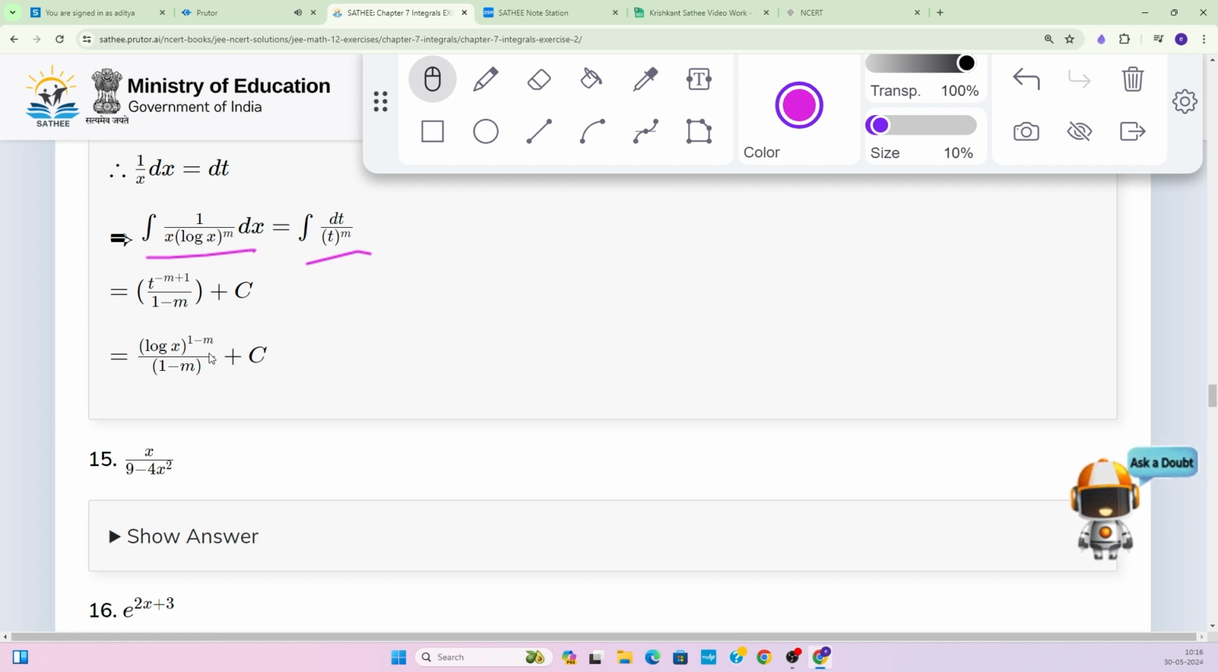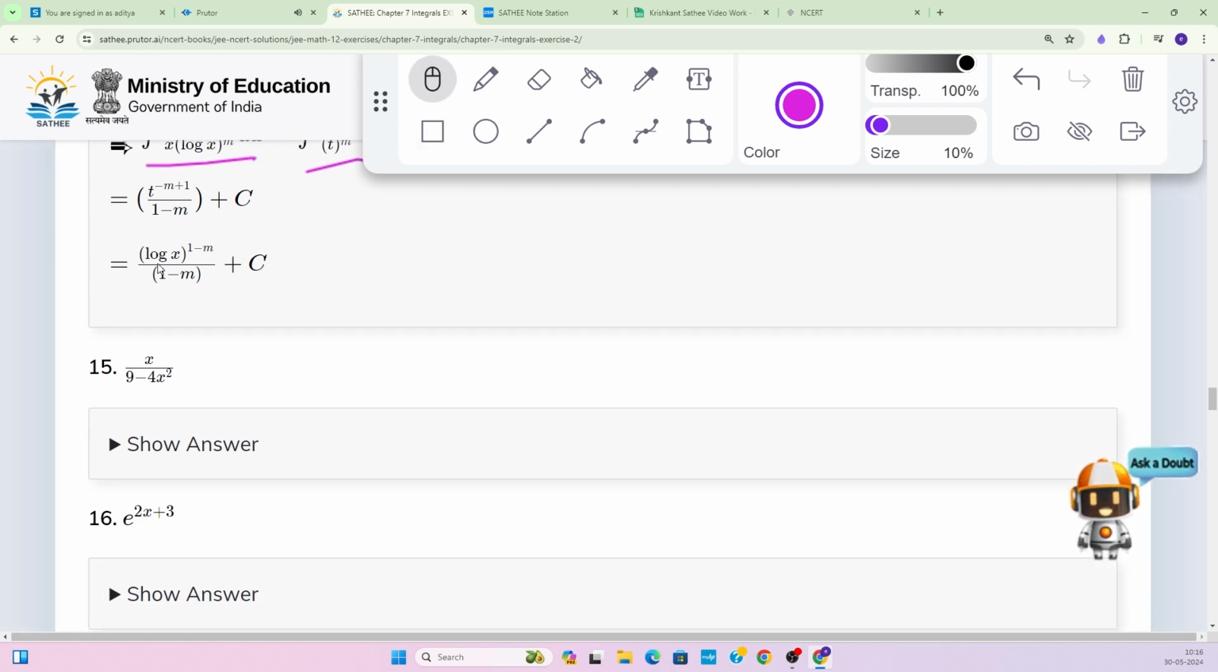Replacing back your t value in terms of x, you will have log x power 1 minus m, divided by 1 minus m, plus some constant.